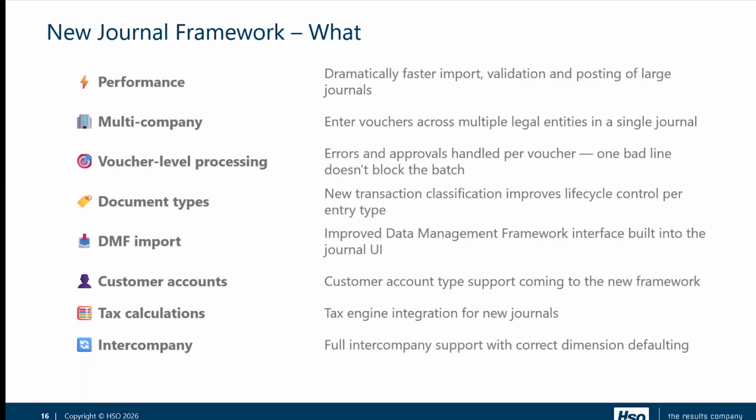Voucher level processing, errors and approvals handled per voucher. The validation is currently at the whole journal level, as far as I understand it. So this new framework moves the processing to the individual voucher within the journals. So a single bad voucher is isolated and dealt with separately, whilst everything else continues.